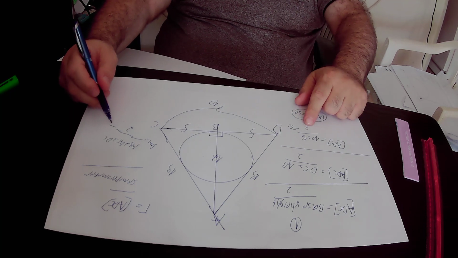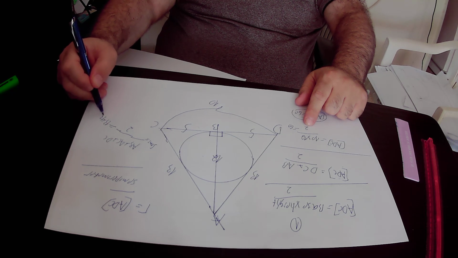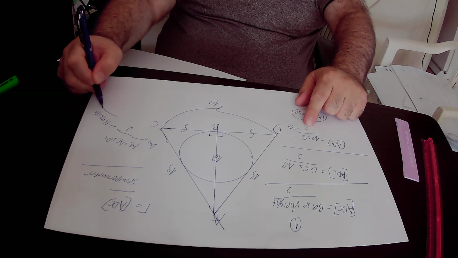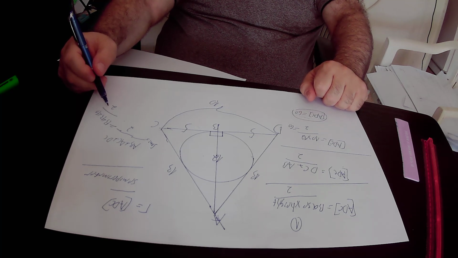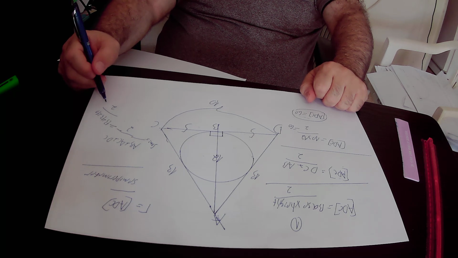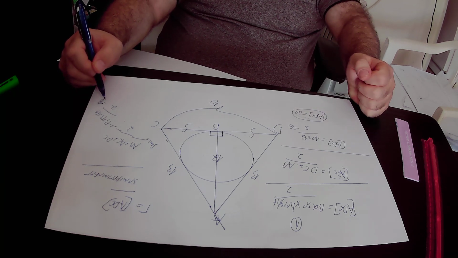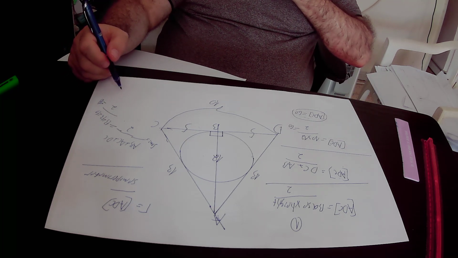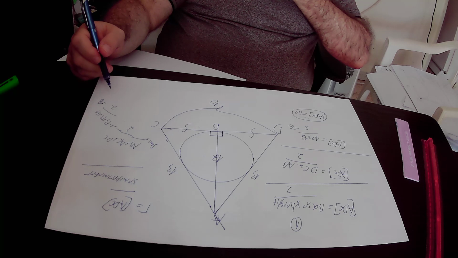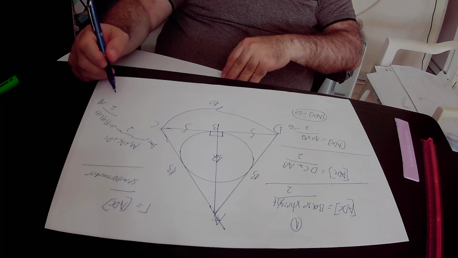Okay, so AD plus AC plus DC over 2 is the semi-perimeter of triangle ADC. AD is 13, AC is 13, and DC is 10, all divided by 2. So 13 plus 13 is 26, and 26 plus 10 is 36, and 36 over 2 is 18. So we found out that the semi-perimeter of triangle ADC equals 18 units.